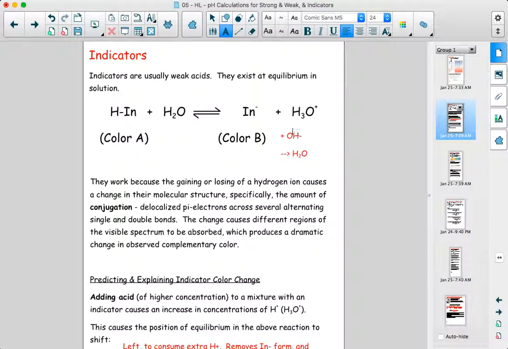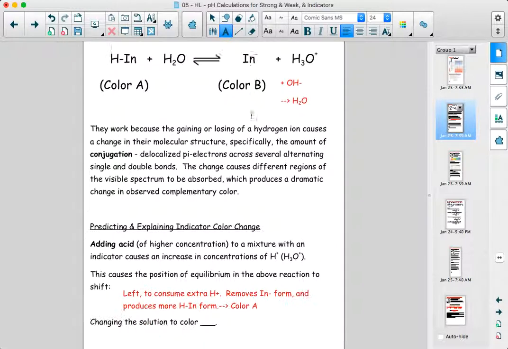Either by adding OH minus, I've removed H3O plus from the system, which would cause a shift to the right to replace it, or adding OH minus produces more water. Water is on the left-hand side of this equilibrium, and so therefore it will shift right to remove it. Either way, adding OH minus leads to a shift to the right, which means the amount of HIN is going to go down, and the amount of IN minus is going to go up, and so we're going to observe color B.